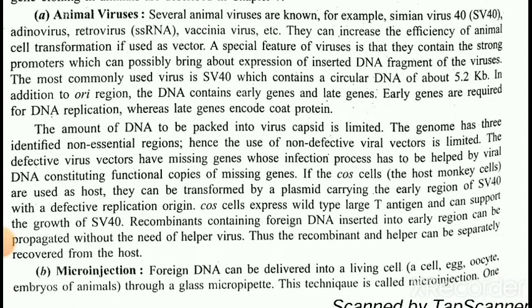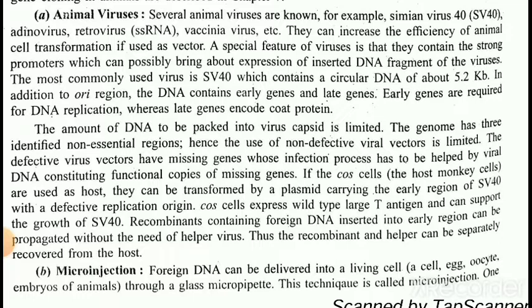The most commonly used virus is SV40, which contains a circular DNA of about 5.2 kilobases. In addition to the ORI region, the DNA contains early genes and late genes. Early genes are required for DNA replication, whereas late genes encode protein. The amount of DNA to be packed into the virus capsid is limited. The genome has 3 identified non-essential regions, hence the use of non-defective viral vectors is limited.